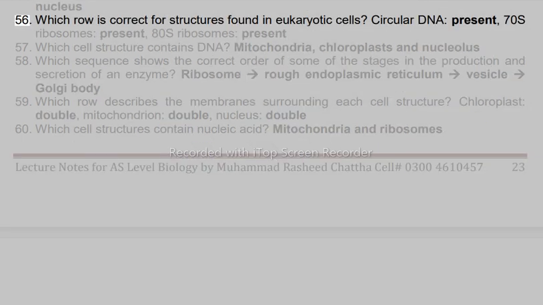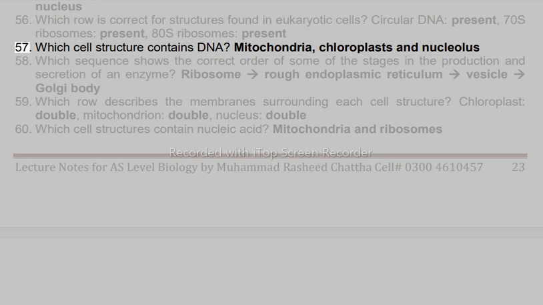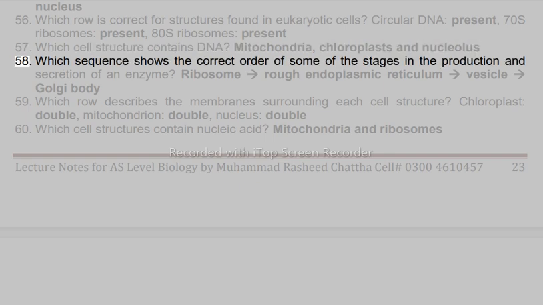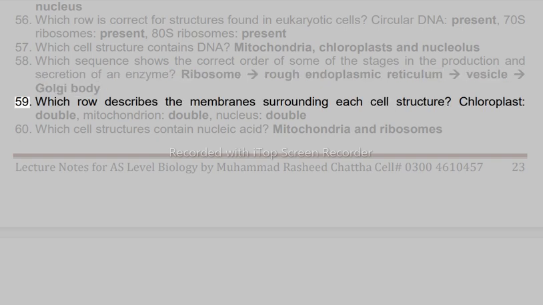56. Which row is correct for structures found in eukaryotic cells? Circular DNA, present. 70S ribosomes, present. 80S ribosomes, present. 57. Which cell structure contains DNA? Mitochondria, chloroplasts and nucleolus. 58. Which sequence shows the correct order of some of the stages in the production and secretion of an enzyme? Ribosome, rough endoplasmic reticulum, vesicle, Golgi body.